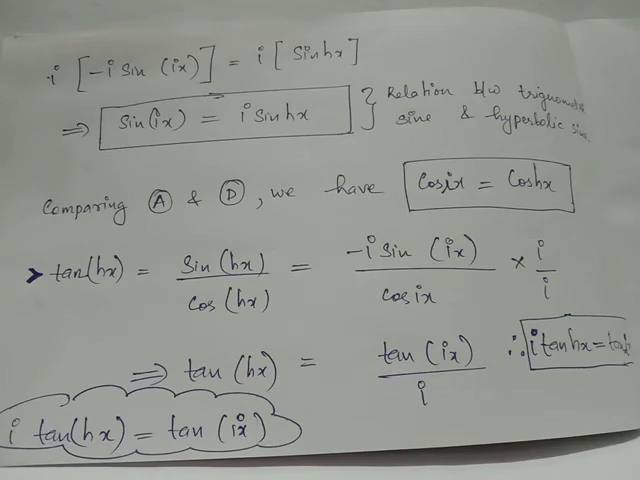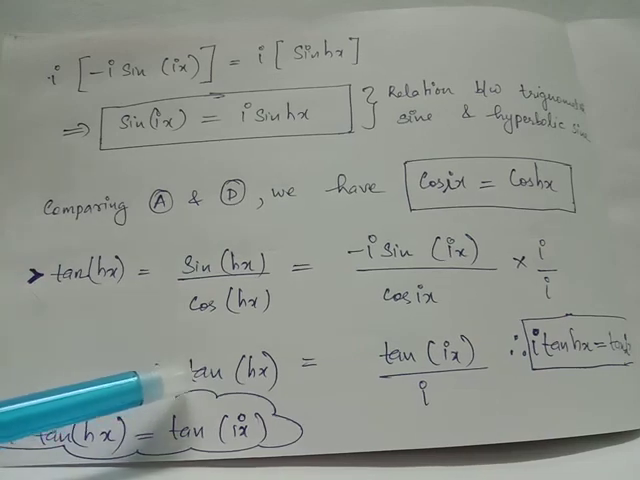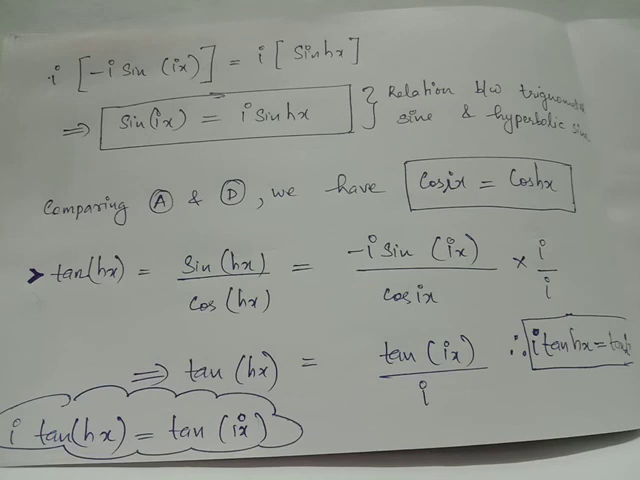Now we multiply numerator and denominator by i. We have i square equals minus 1. Therefore, the minus sign disappears from the numerator. We also have sin ix by cos ix equals tan ix. Therefore, we are left with i in the denominator and tan ix in the numerator. Looking at this relation, tan hx equals tan ix divided by i. By cross multiplying, we obtain i times tan hx equals tan ix.